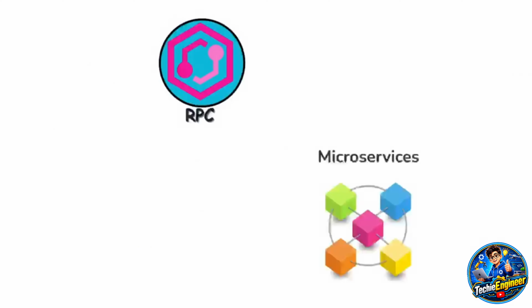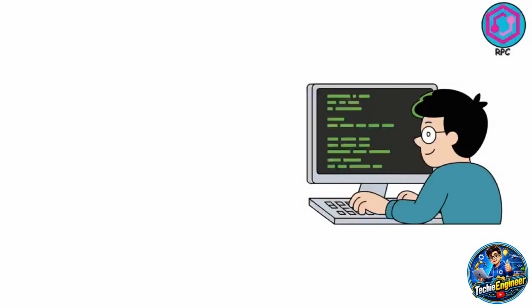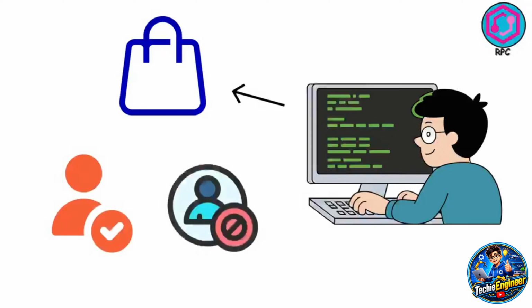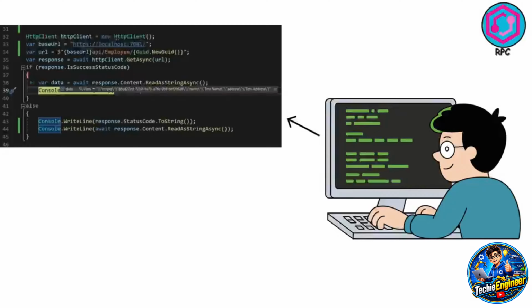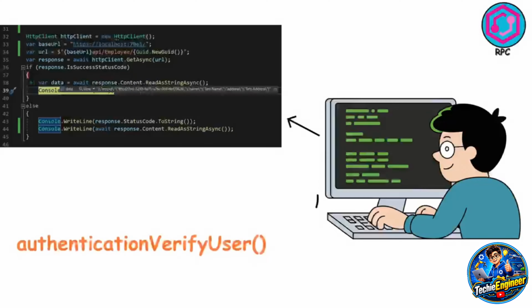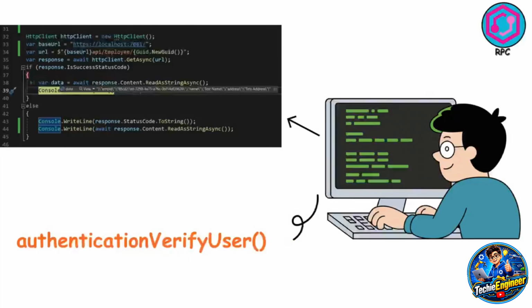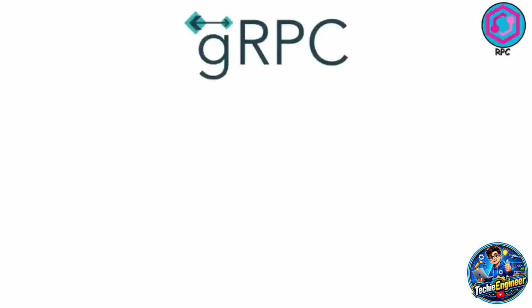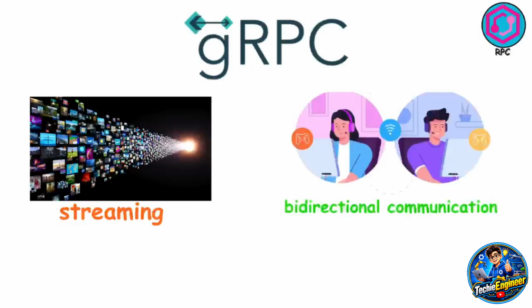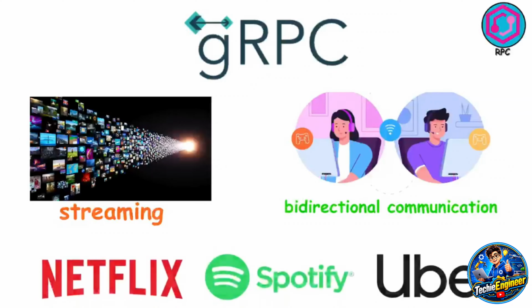This is perfect for microservices. Let's say your shopping cart needs to check if a user is logged in. Instead of building an entire HTTP client and handling all that complexity, you just call the authentication verify user function and you're done. Clean, simple, fast. Modern versions like gRPC even give you streaming and bidirectional communication, which makes it incredibly powerful for high-performance systems.